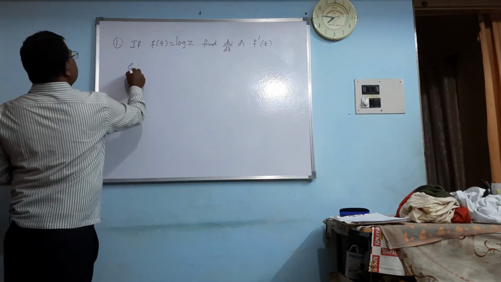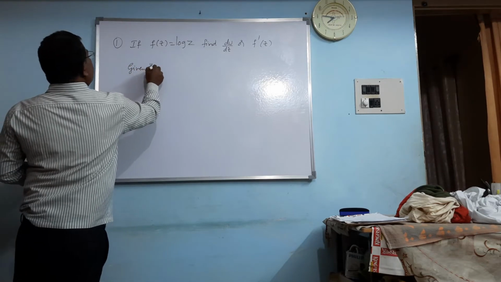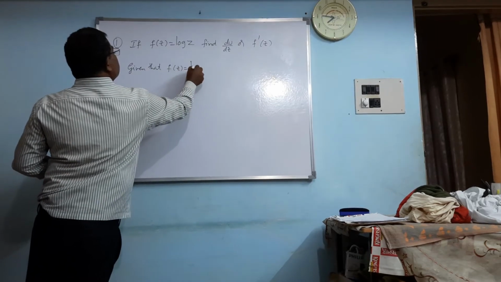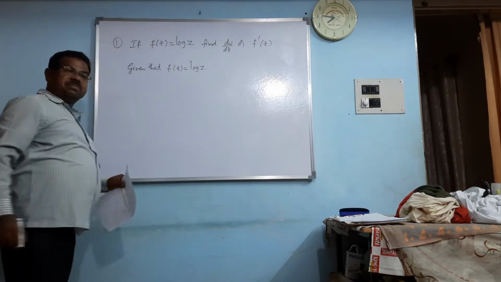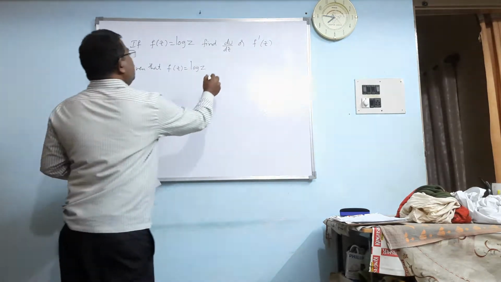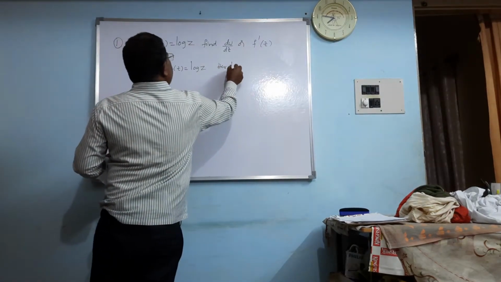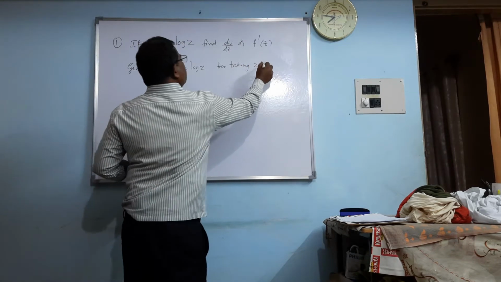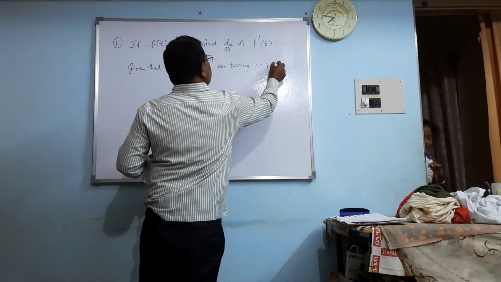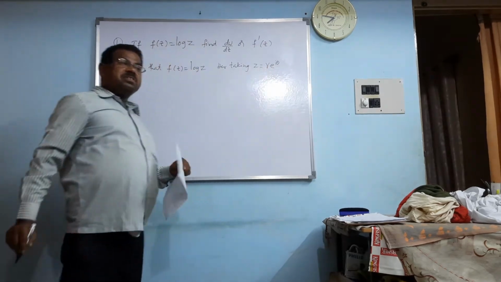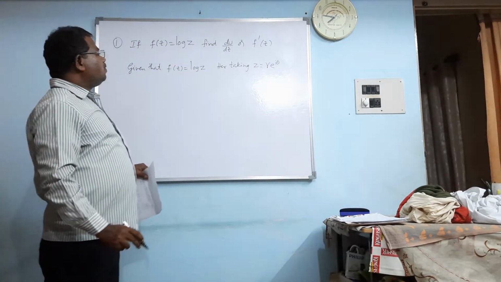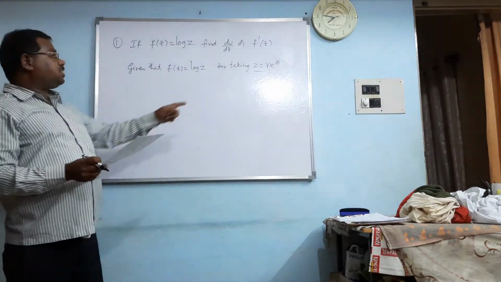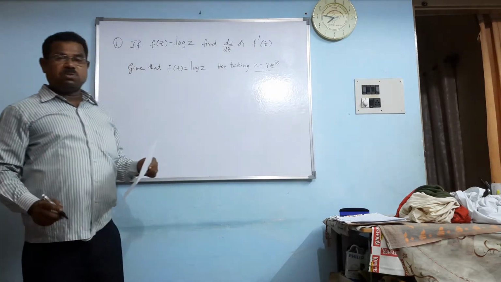Given that f of z equals log z, here taking z equals r into e to the power of i theta. This is the polar form. This is the formula. I have already discussed this formula in the last class: z is equal to r into e to the power of i theta.